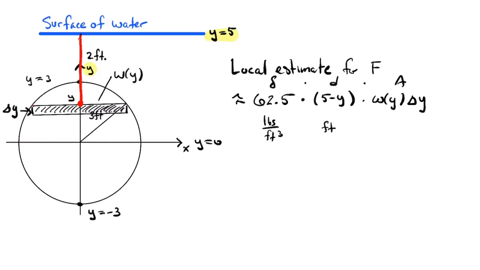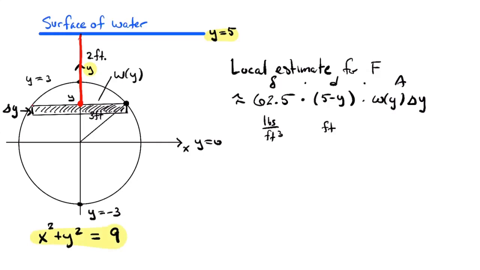So what do we have to do? We have to find W of Y. Well, you could use the equation of the circle. The equation of this circle is x squared plus y squared is equal to 9. That's one of the benefits of putting the origin of the circle at the origin of our coordinate system, at the center of the circle. So I can see that this W of Y, well, what do I want? I just want that length.